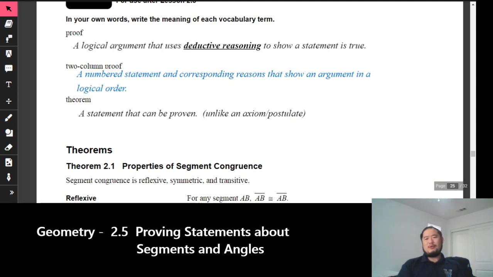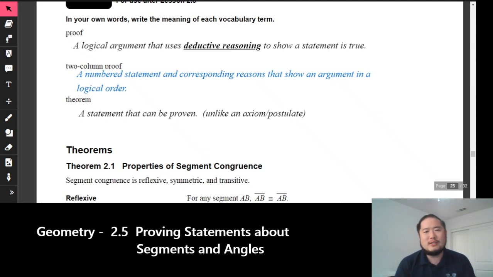What exactly is a proof? Well, let's take a look at our first vocabulary term: a logical argument that uses deductive reasoning to show a statement is true. Remember, we talked about two different types of reasoning, inductive reasoning and deductive reasoning. Deductive reasoning is the one that uses facts, definitions, accepted properties, laws of logic.